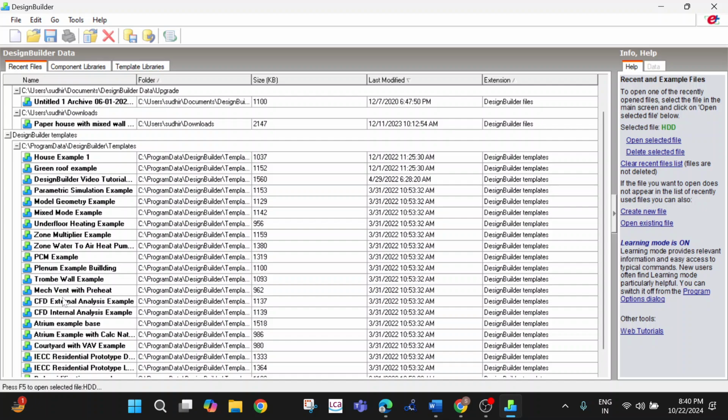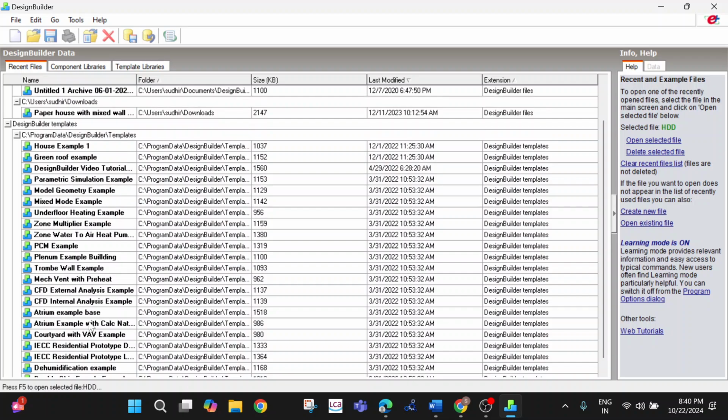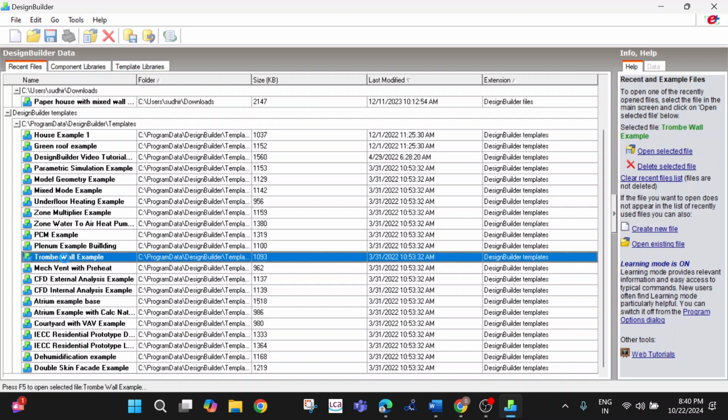Yes, sir. So here are several examples. The green roof example is there, whatever you have studied. The PCM example is there, mechanical ventilation with preheat is there, and the Trombe wall example is there. So several examples have been given here, and you can see that. Just now, in the previous questions, I discussed the Trombe wall, so I am opening one of the examples.